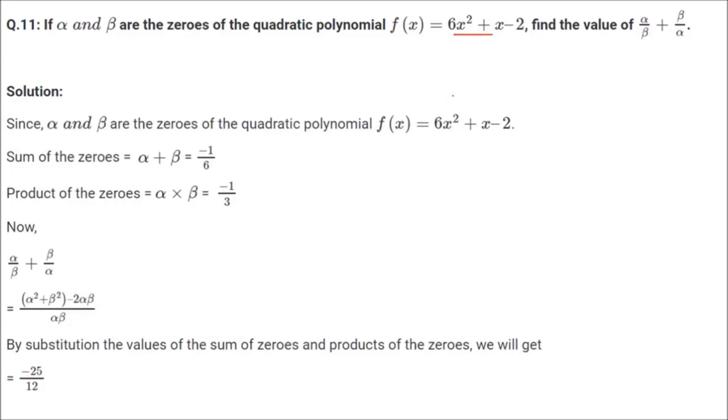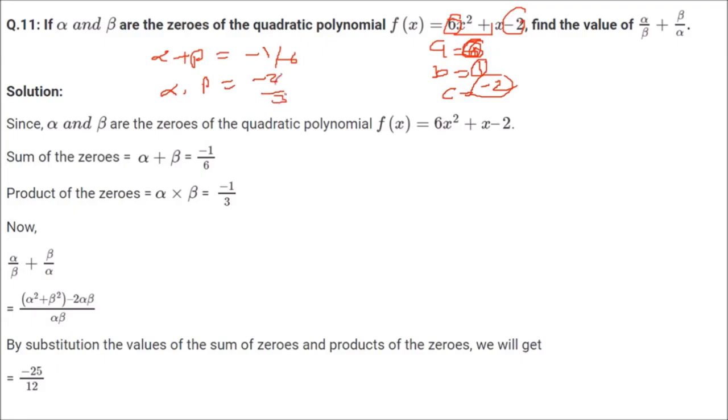First, let me take A. A is what? 6. What is B? B is 1. What is C? C is minus 2. So alpha plus beta is what? Minus B by A, that is minus 1 by 6. What is alpha into beta? C by A, so minus 2 by 6. 2 3s are 6. You get minus 1 by 3. So alpha plus beta and alpha into beta we have got.